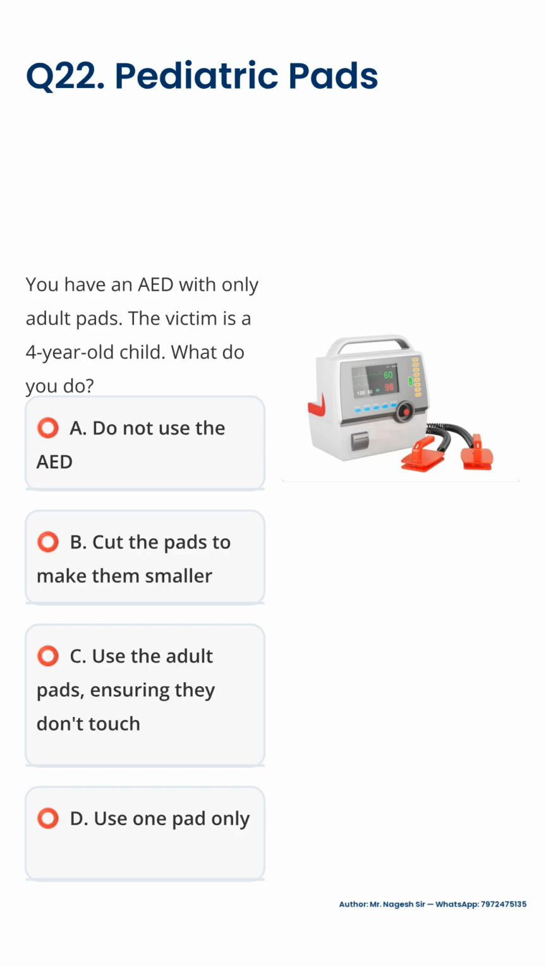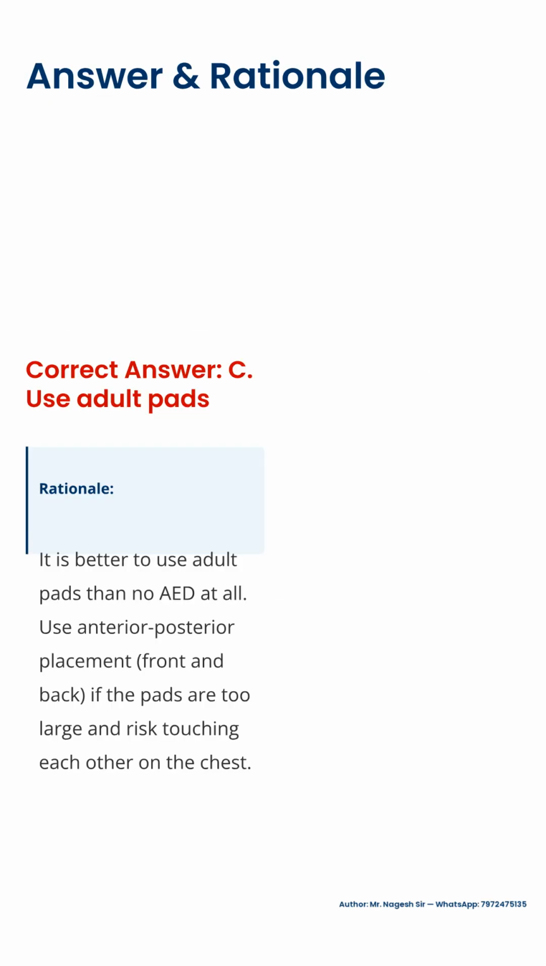Question 22. Pediatric pads. If you have an AED with only adult pads and the victim is a 4-year-old child, what should you do? The correct answer is C. Use the adult pads, ensuring they don't touch. It is better to use adult pads than no AED at all. Use anterior-posterior placement if the pads are too large and risk touching.